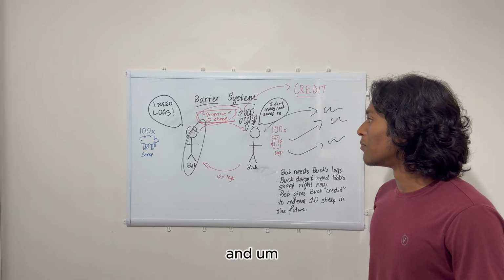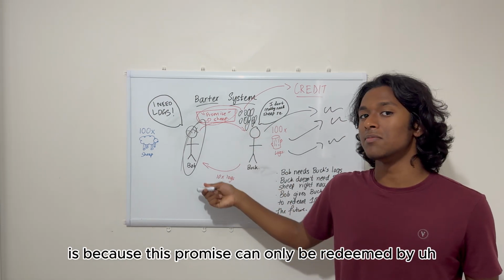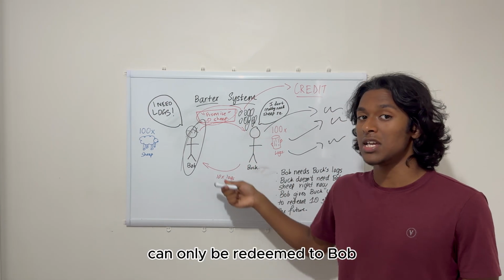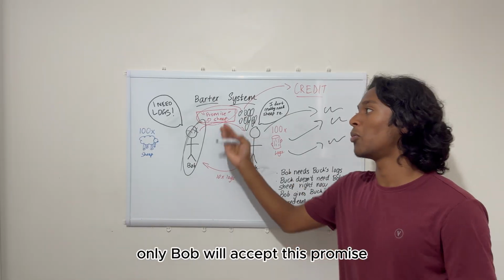The reason this is better is because the promise can only be redeemed to Bob, right? Because it's a promise of 10 sheep from Bob. Only Bob will accept this promise.